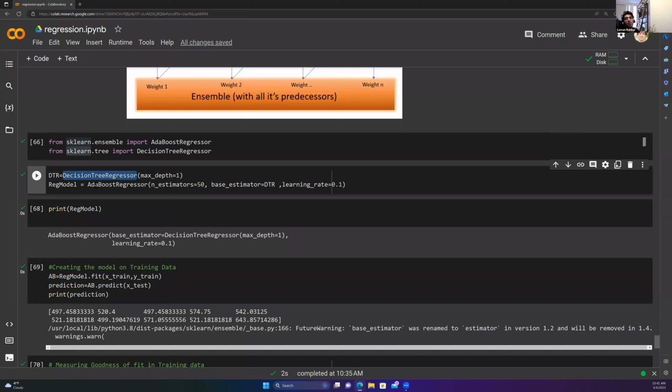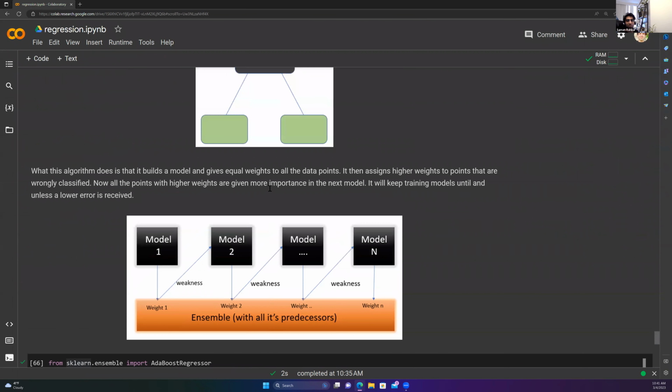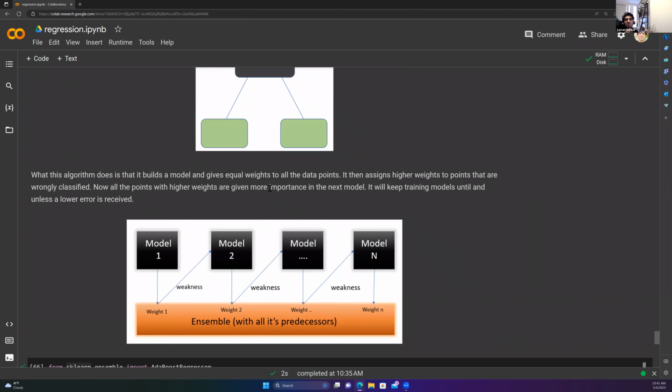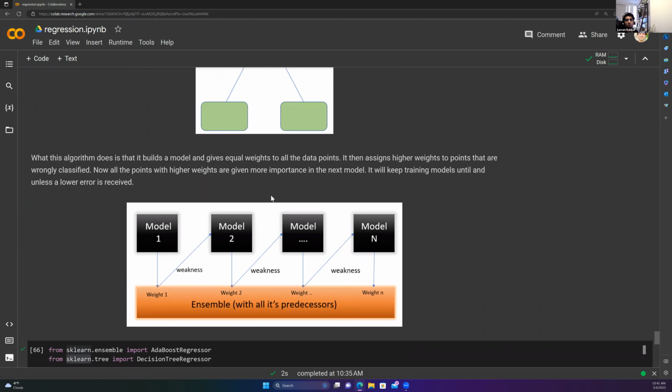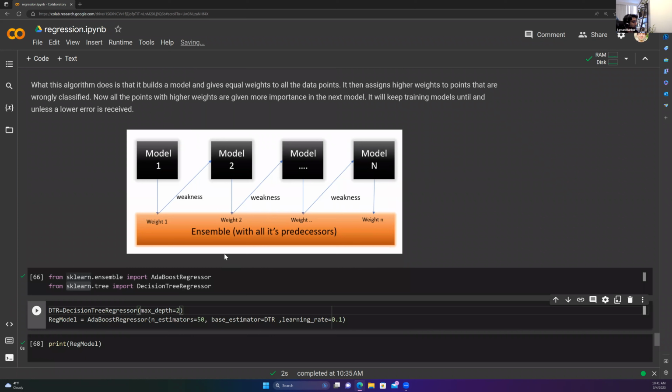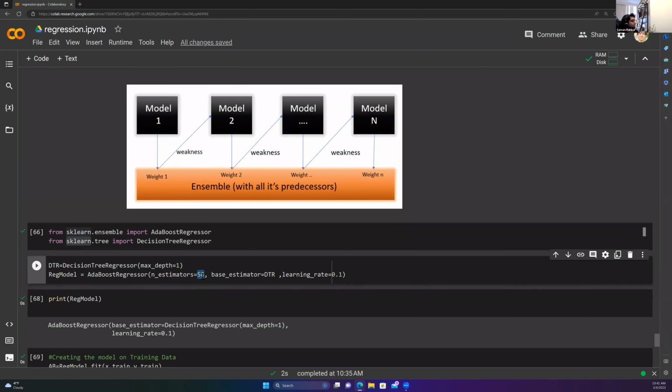And now this is how we create it. The max depth is 1. That's why we call it a stump. Again, you can play around with it. There's no issue, it doesn't give you an error if you increase the depth to 2 or 3 or any other higher depth. But you should know that the main idea of AdaBoost comes from the stump, the shallow decision trees. So that's why we put 1 in here. So we have 50 estimators, the number of estimators, decision trees.